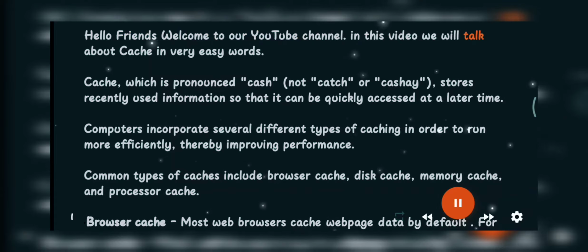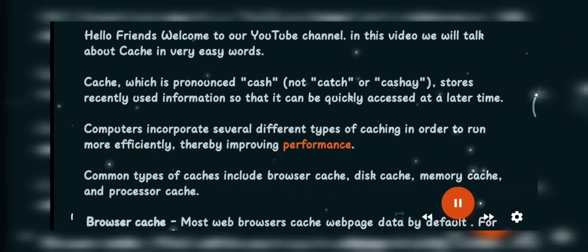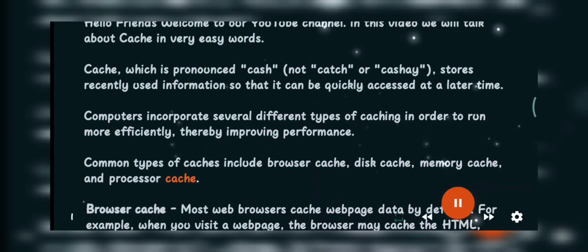In this video we will talk about cache in very easy words. Cache, which is pronounced cash, not catch or cachet, stores recently used information so that it can be quickly accessed at a later time. Computers incorporate several different types of caching in order to run more efficiently, thereby improving performance. Common types of caches include browser cache, disk cache, memory cache, and processor cache.